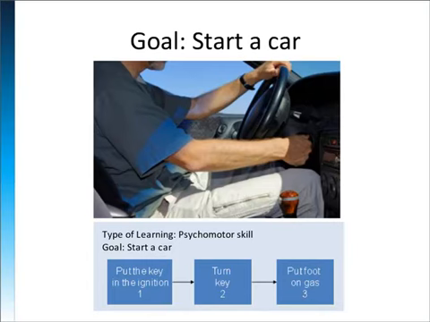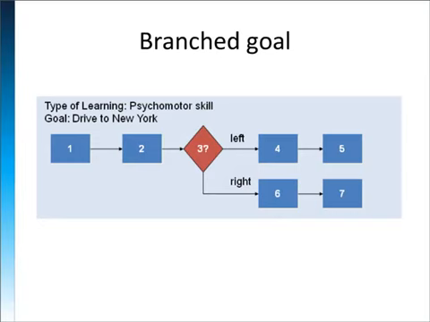This is because it makes it much easier for the learner to know what to do when the time comes. Psychomotor goals or skills are generally a lot easier to work with because many of them are linear stepwise procedures. But not all psychomotor skills are linear. Here, for instance, is a branched nonlinear psychomotor goal.